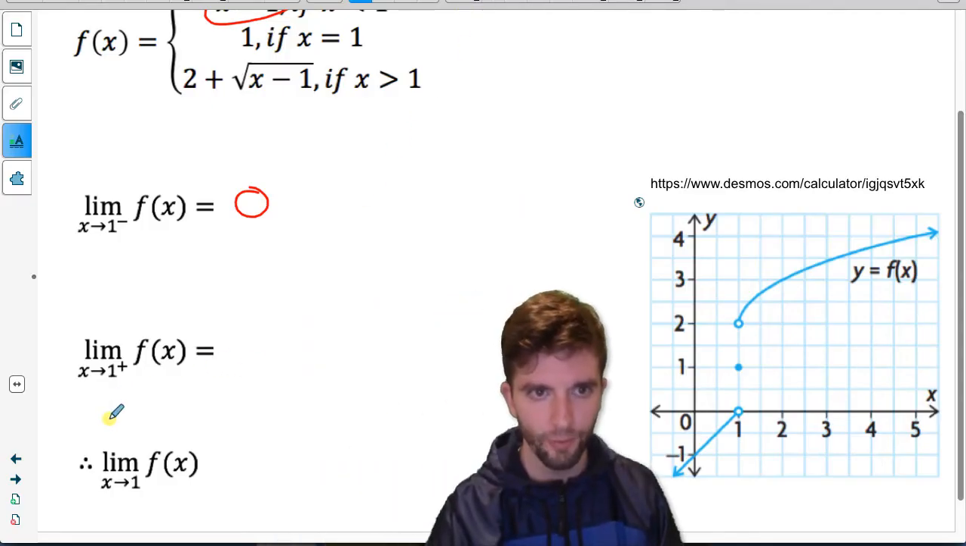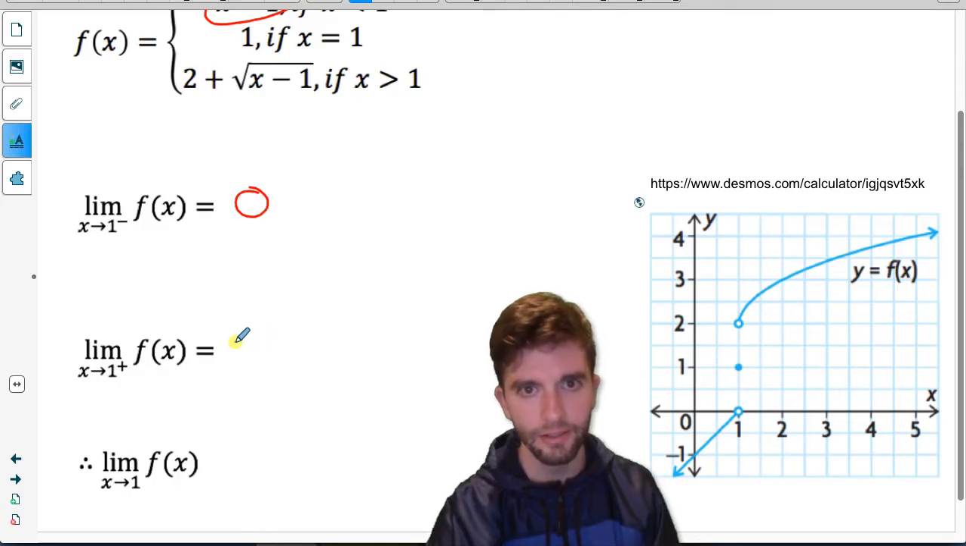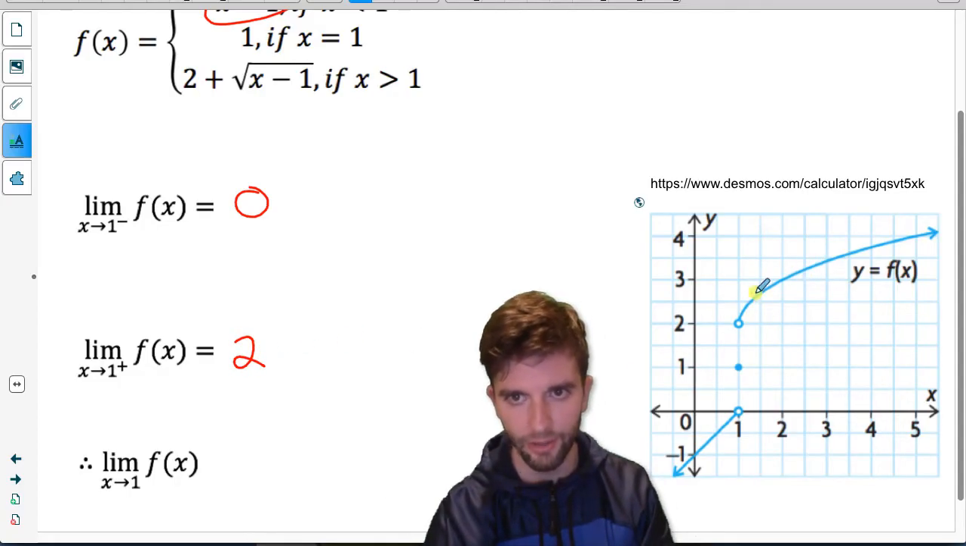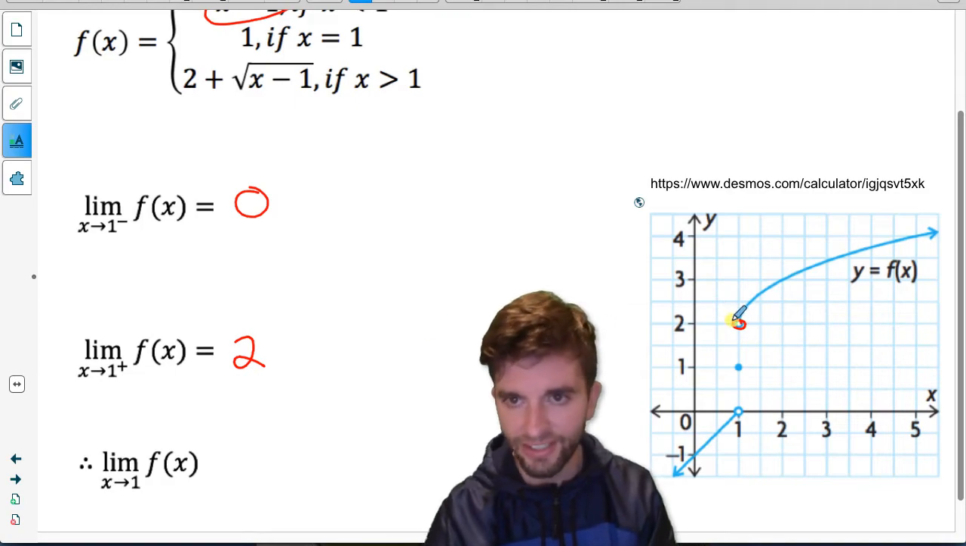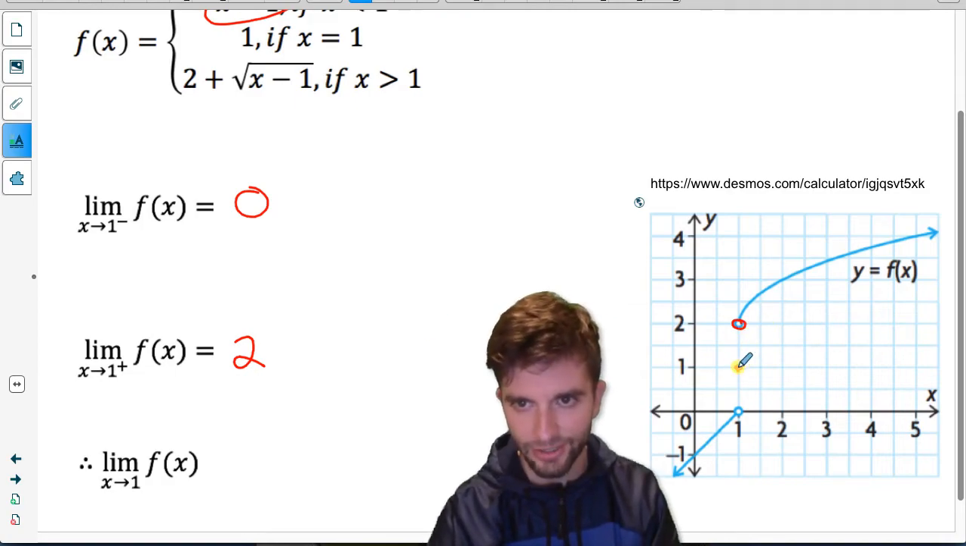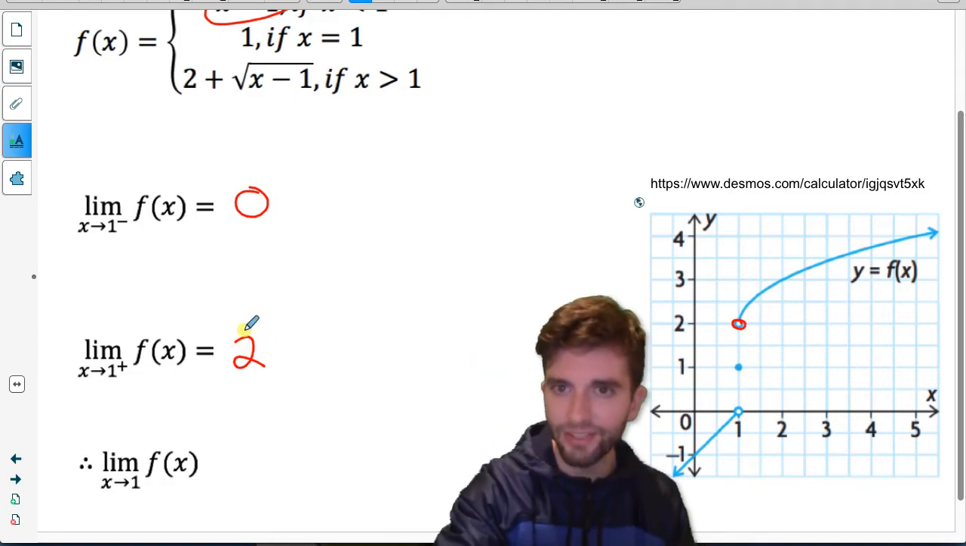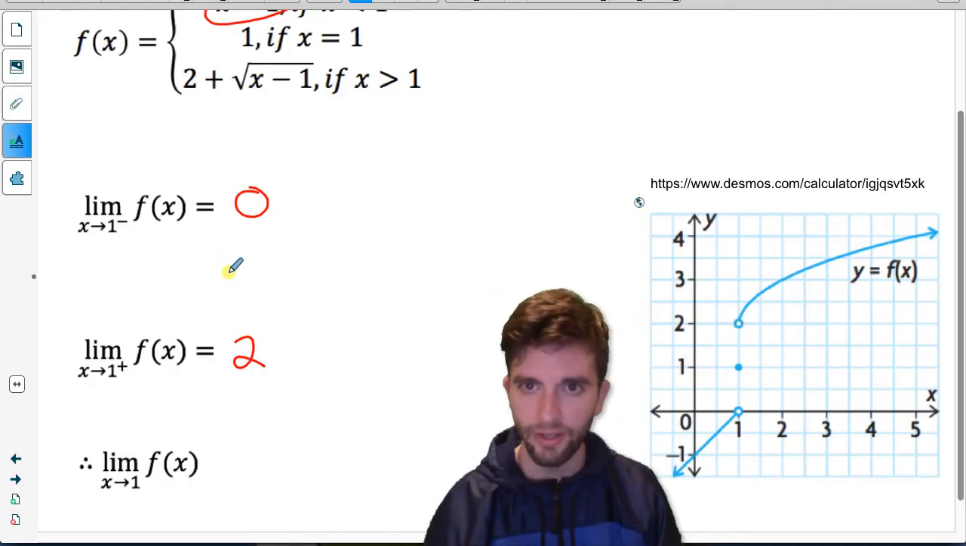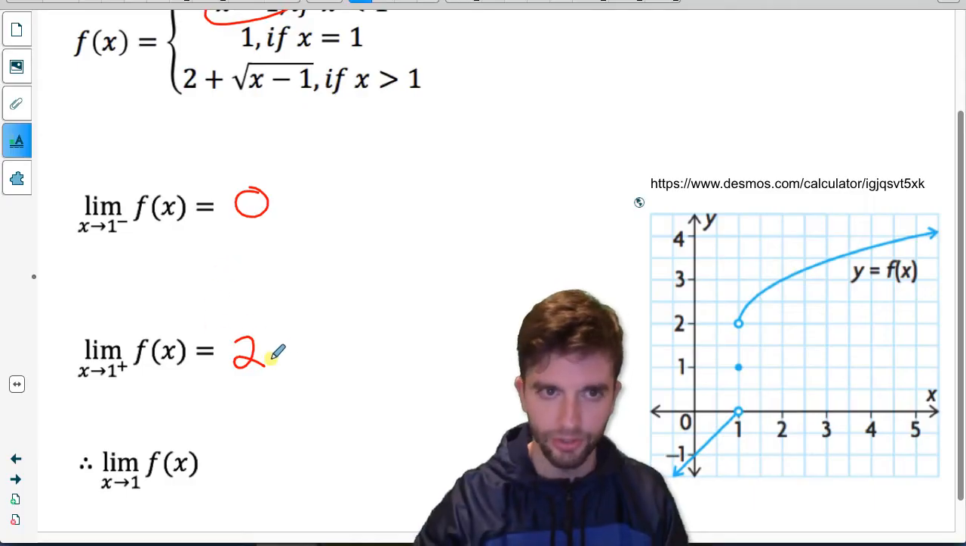So the limit of the y values as I approach 1 from the right is 2. As I approach 1 from the right, as I trace along the function, the y values are getting closer and closer to the y value of that open dot. Now the function isn't there when x is 1. The function is actually here. But that doesn't matter. When we do limits, we don't care where the function actually is. We just want to know what it is approaching as we get closer and closer to the given x value.